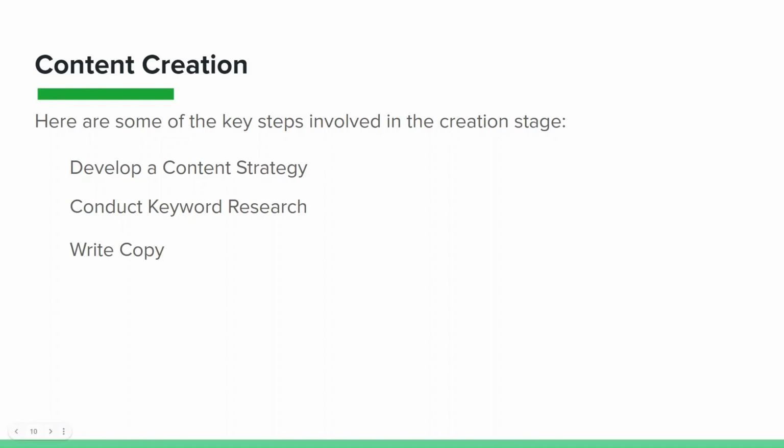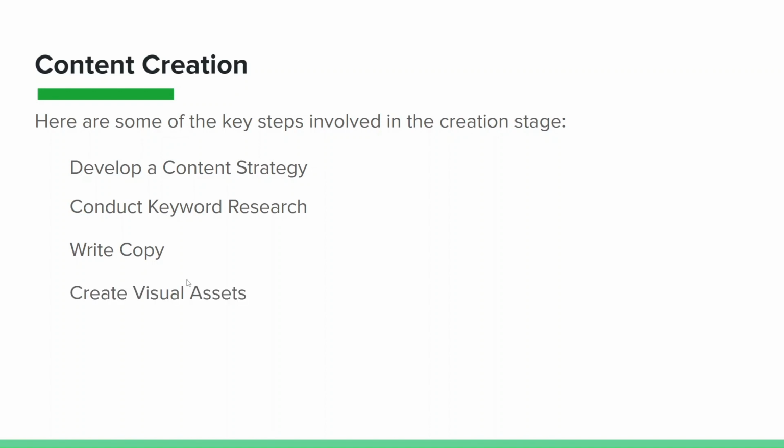You also want to write copy. So based on the content strategy and keyword research, it's time to actually write the copy and content for the site's website. This can involve writing headlines, body copy, calls to actions, otherwise known as CTAs, and optimize them for the target audience and search engines as well.